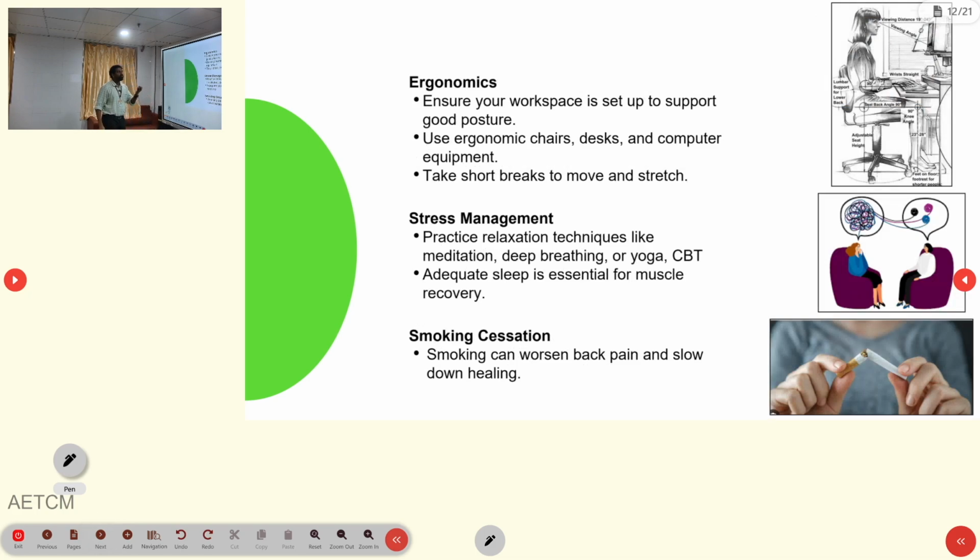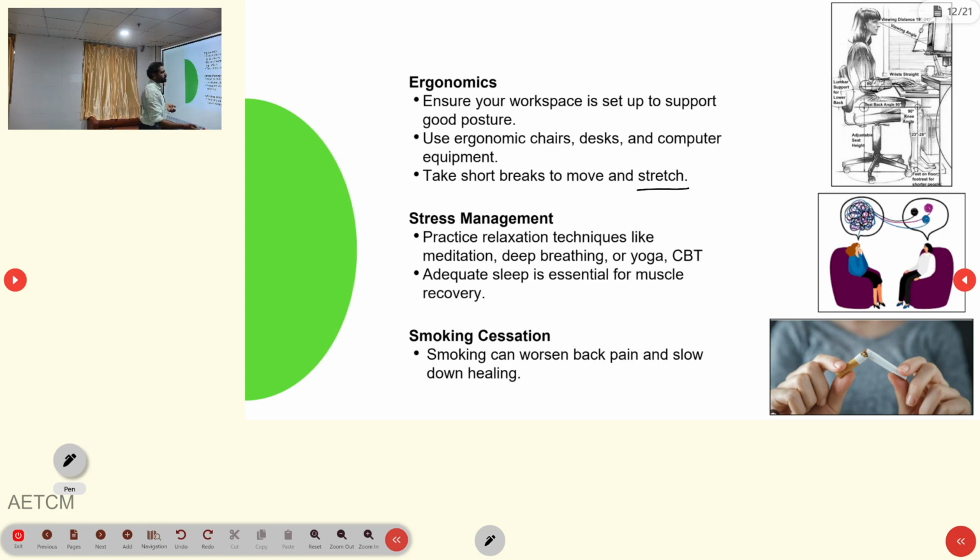Then ergonomics, like I said before, we should ensure the workspace is set up for good posture. So it includes desk setup, the chairs, and all the things that would affect the posture of a person in his workplace as well as at home. And we need to teach them to make it a habit to take short breaks in between. It is said that after 55 minutes of constant sitting, we should take 5 minutes of break, and this is called a micro break, during which we can do a few stretches to increase the blood supply to the tissues that are fatigued.